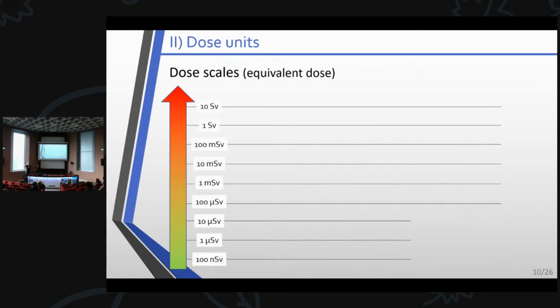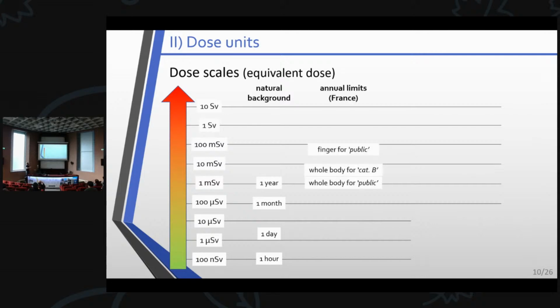So just to have an order of magnitude in mind when we speak about radiation protection, I give you here a scale of doses, from 100 nanosieverts, which is quite low, to 10 sieverts. So I just put on this scale what is the natural background. So in 1 hour in this room, we will take this dose, in 1 day, in 1 month, in 1 year. This is the order of magnitude, for instance, of one year of natural irradiation.